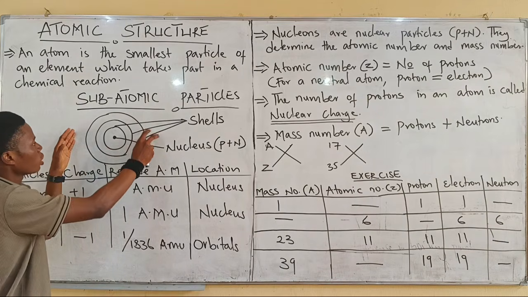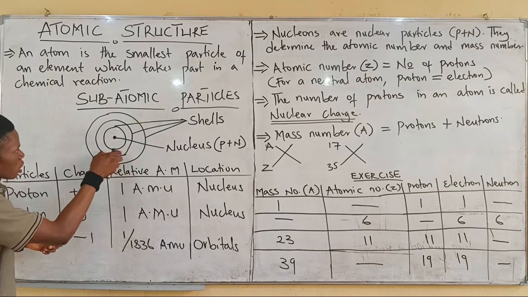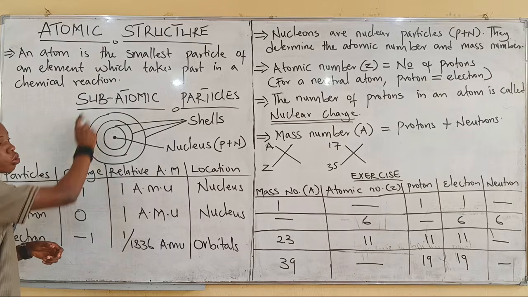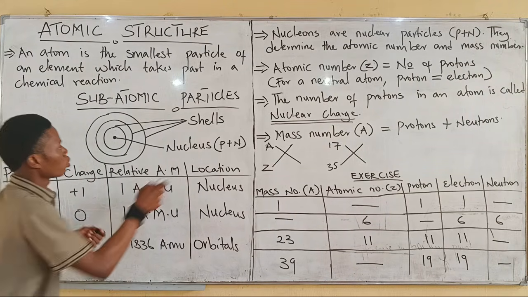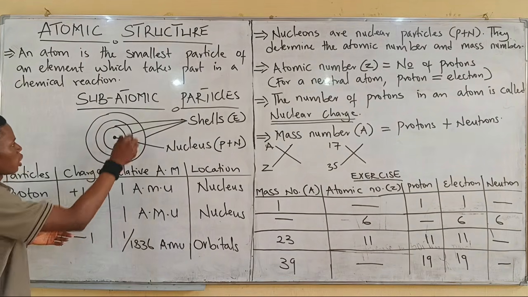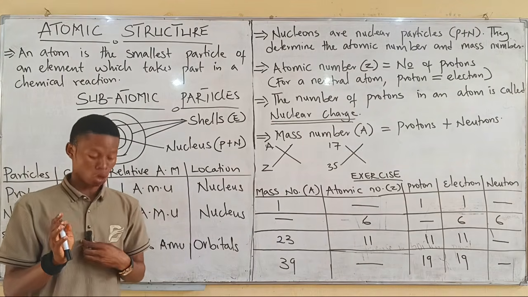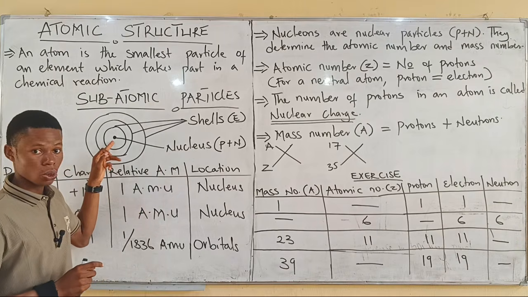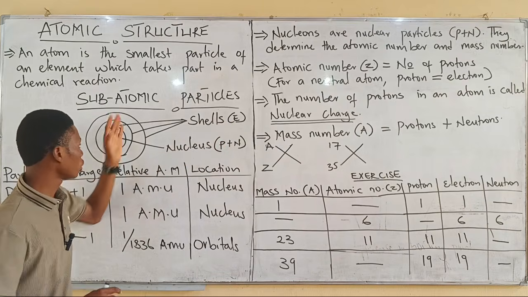While for the shell or the orbital, you can see this first circle is one shell, this is another shell, this is another shell, and it continues like that. The electrons revolve around the shell. So electrons are found in the shell. Please take note because it's an exam concentrated area. Protons and neutrons are found in the nucleus, while in the shell we have electrons.